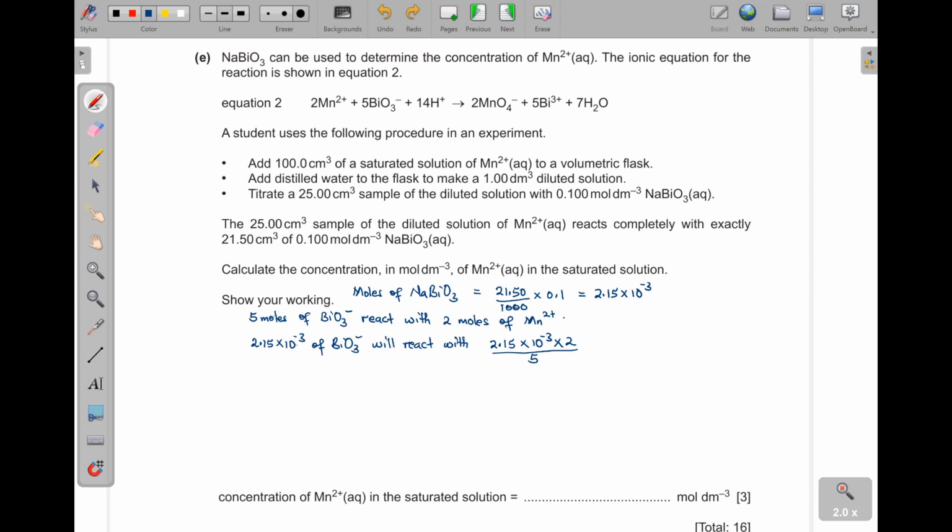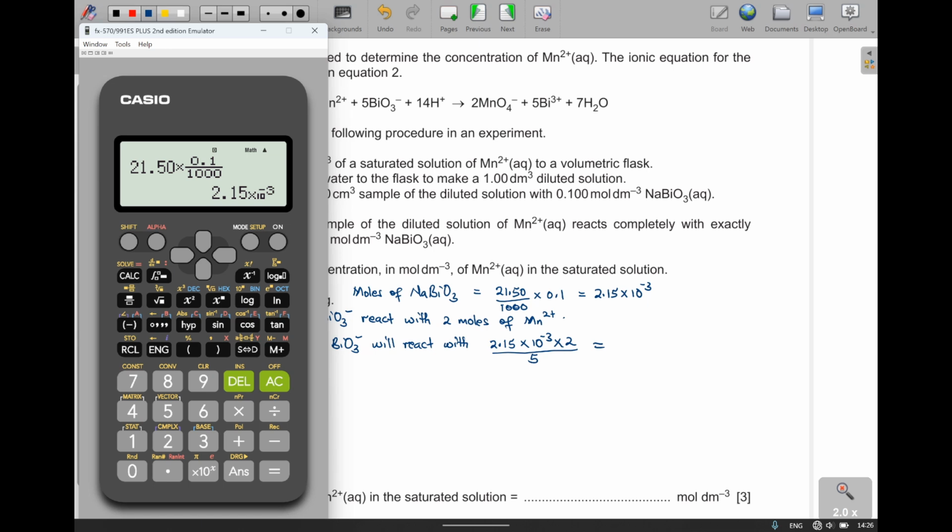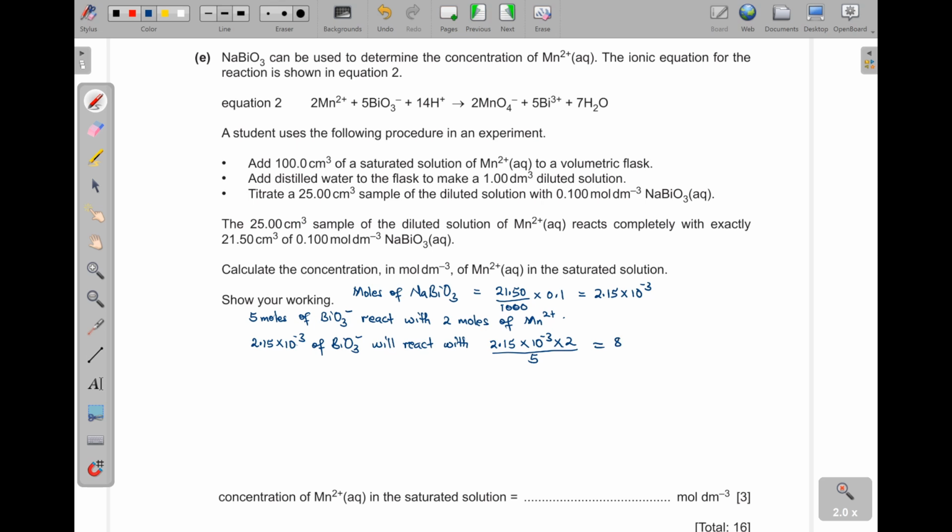Okay, then what do we get here? The answer we have here, we multiply by 2 out of 5, and then we get 8.6 times 10 to the power negative 4. These are moles of manganese 2 ions.